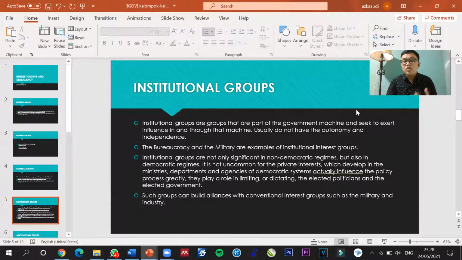Institutional groups are significant not only in non-democratic regimes, but also in democratic regimes. It is not uncommon for private interests which develop in the ministries, departments, and agencies of democratic systems to greatly influence the policy process. They play a role in limiting or deciding the actions of elected politicians and the elected government. For example, such groups can build alliances with conventional interest groups such as the military and groups based on industry.